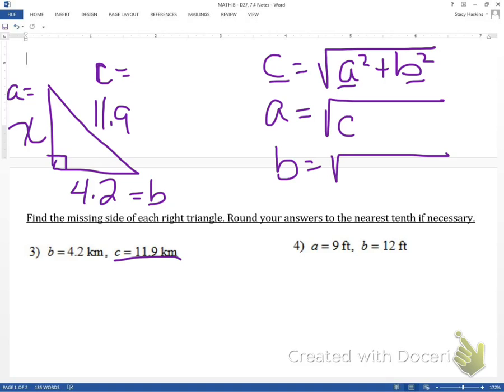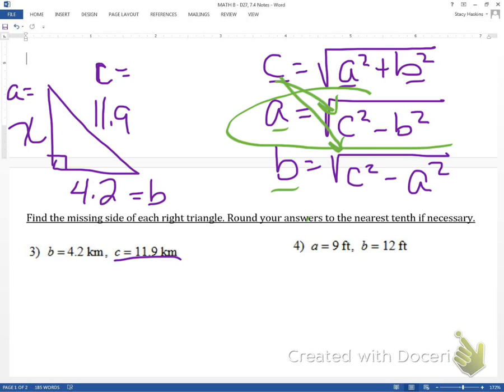The next two both start with a c squared. Help you remember these. They both start with a c squared. And then you have to subtract the opposite variable squared. So if we're solving for a, we would subtract b squared. If we're solving for b, we would subtract a squared. There you go. That's how you can memorize your 3 formulas. Okay, so which one are we solving for this time? Good old A again, huh? I promise you we'll have one where it's side C.